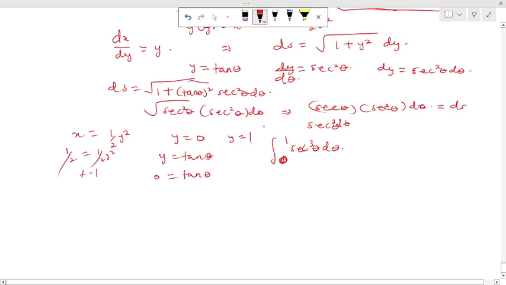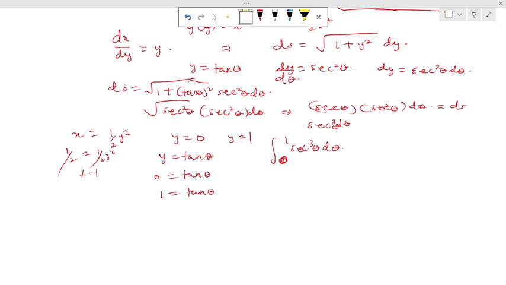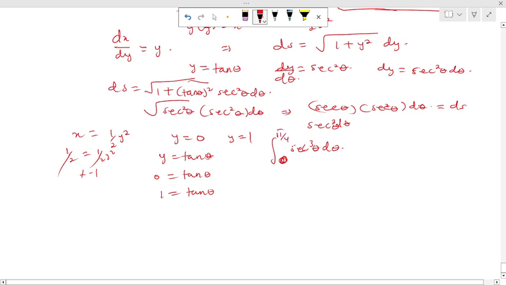But coming to my upper limit, 1 being equal to tan theta. Remember 1. So tan of which angle will give us 1? Obviously pi on 4, right? So we're going to replace the 1 here, then we're going to get pi on 4, right?